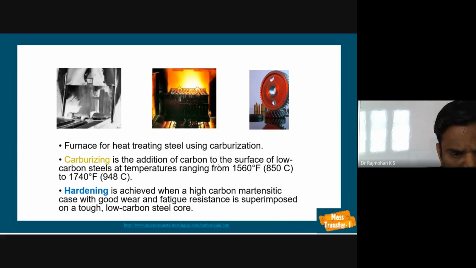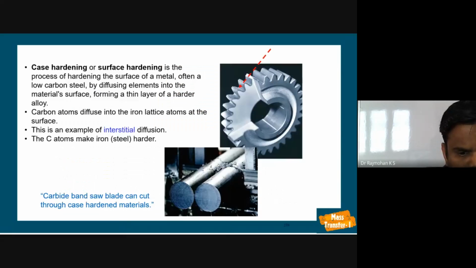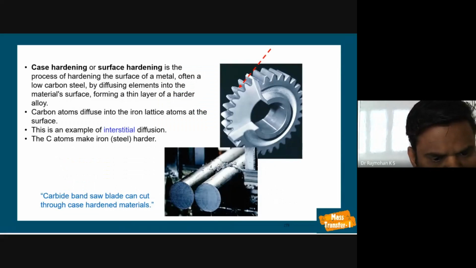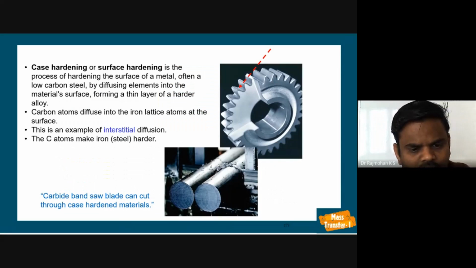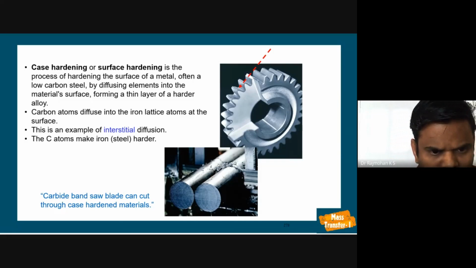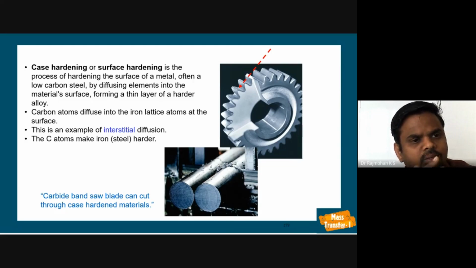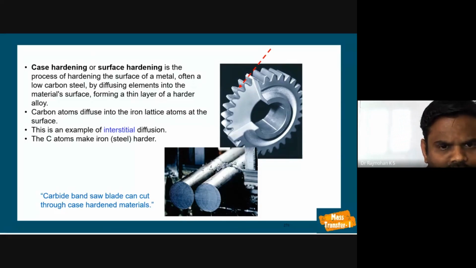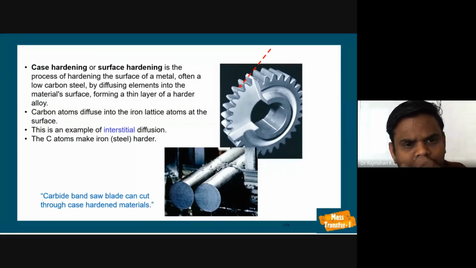So at these locations we can observe diffusion is taking place. For example, if gears are there, or saw blades which can cut through hardened materials also, in all these materials carbon is being added at the surface. That is called case hardening or surface hardening, where they harden the surface of the material. We diffuse some of the elements onto the surface, which forms a thin layer.